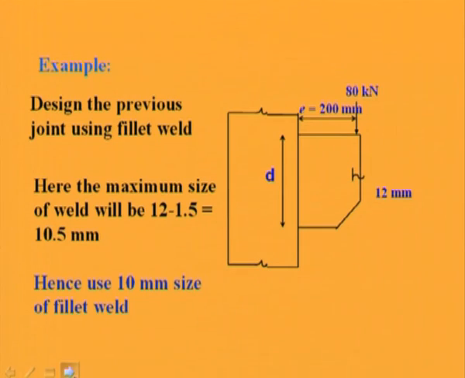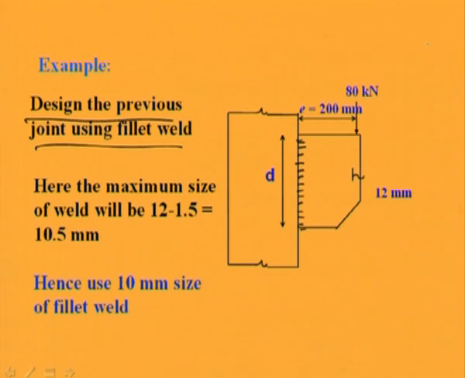Now, let us design the previous problem, previous joint using the fillet weld. We have designed the earlier joint, which is this one, as a butt weld. Now, let us design this same using fillet weld and let us see what depth is coming, right. Just to compare the process with the butt weld, we are repeating the same problem with the use of fillet weld. Okay. So, first we have to find out the size of the weld.